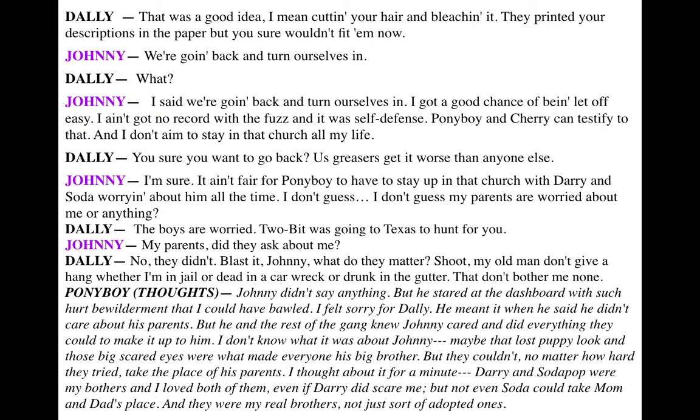I don't know what it was about Johnny. Maybe that lost puppy dog look or those big scared eyes. What made everyone his big brother, but they couldn't, no matter how they tried, take the place of his parents. I thought about it for a minute. Darry and Soda Pop were my brothers, and I loved both of them, even if Darry did scare me. But not even Soda could take my mom and dad's place. And they were my real brothers, not just sort of adopted ones.